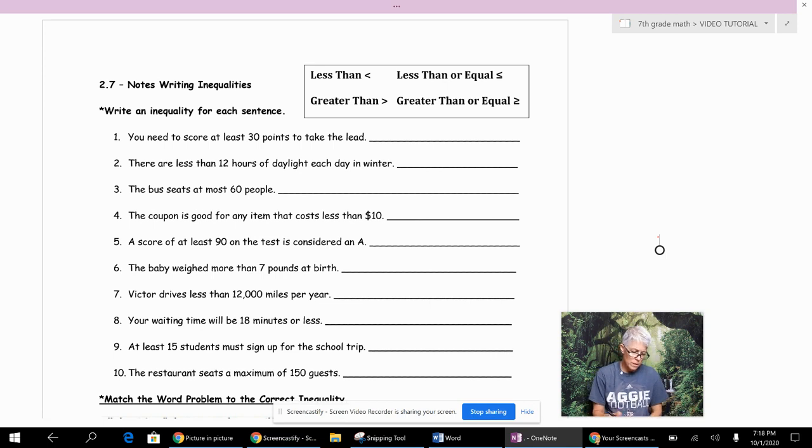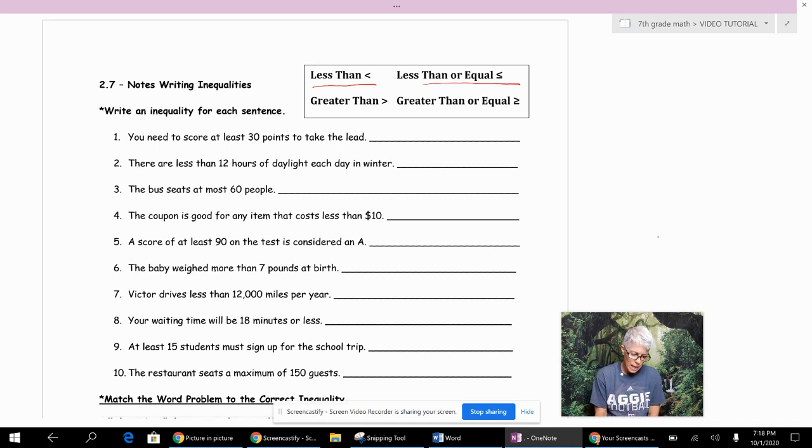So what we have here is just a reminder about the less than, less than or equal to. This is just a reminder that you have to know what they're called. You can't depend anymore on the alligator eating the bigger number or something like that, maybe you got away with in elementary school. Now you have to really understand what the signs mean.